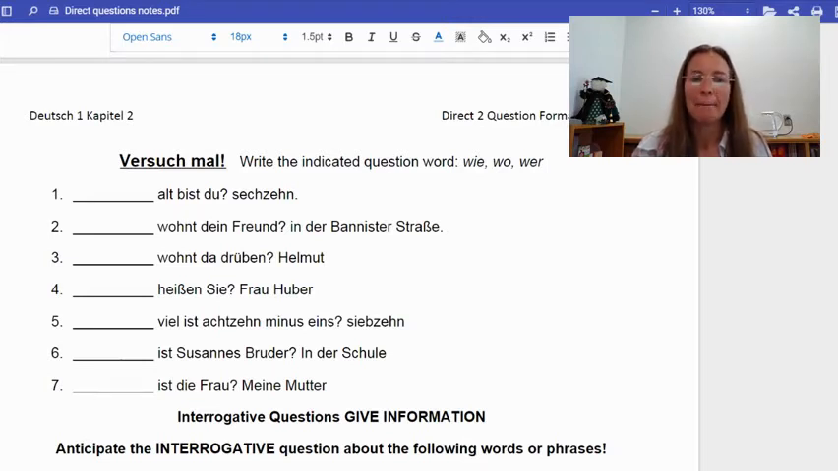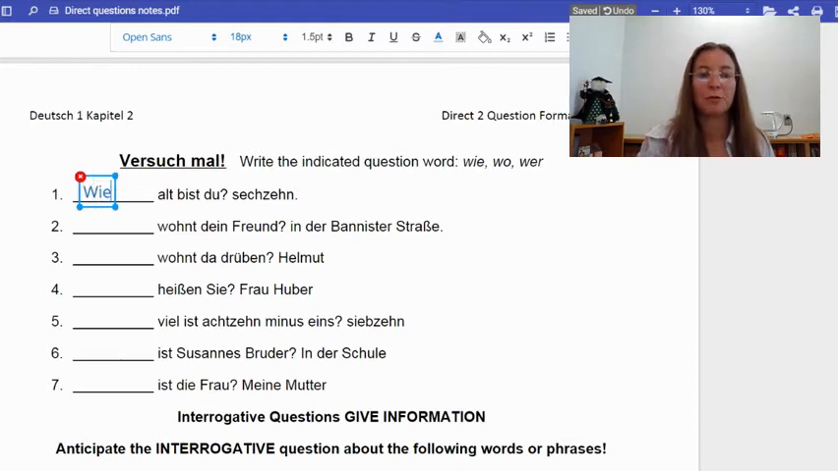So Nummer 1, blank alt bist du? The answer is 16. We're asking about somebody's age. Which of these question words are we going to use? You got it. Wie, right? Wie alt bist du? Yeah?